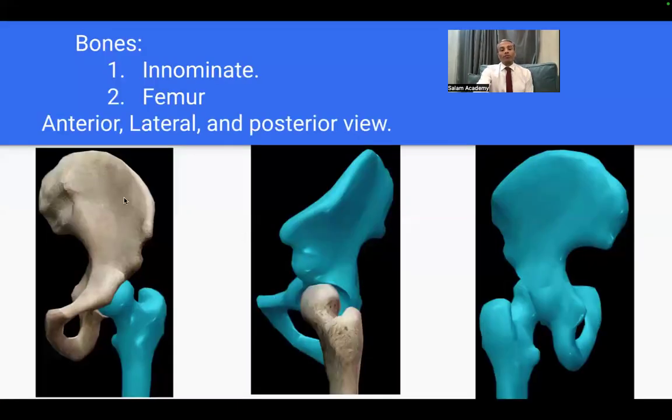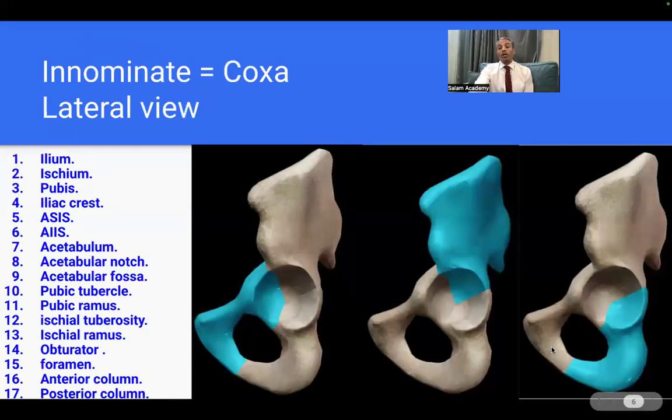The bones forming the joint, like I said, we will see the innominate bone, sometimes called the coxa, and this is the femur, the upper part. We see here the anterior view, here a lateral view, and here the posterior view. We'll talk about the first surface, the acetabulum, and first about the innominate bone and how the acetabulum is formed.